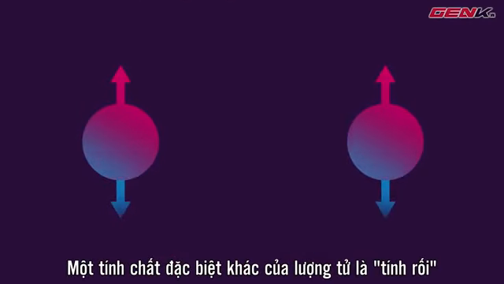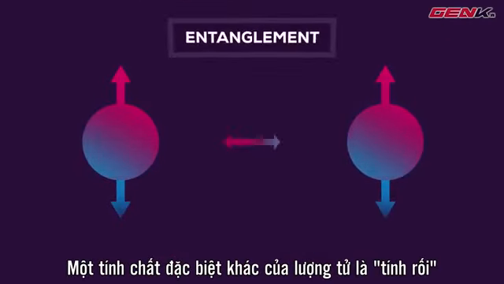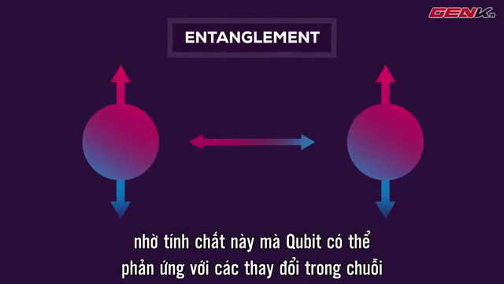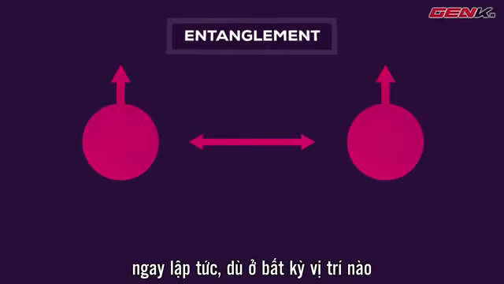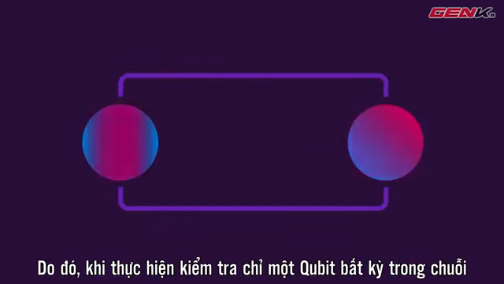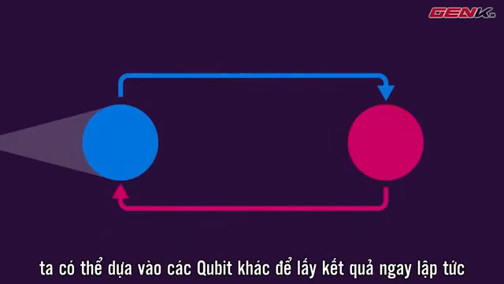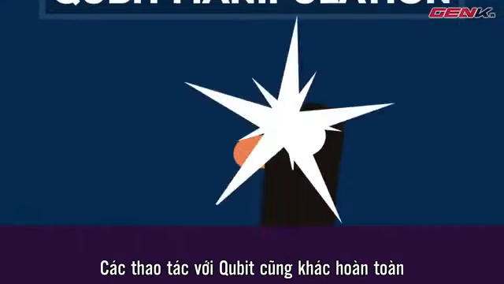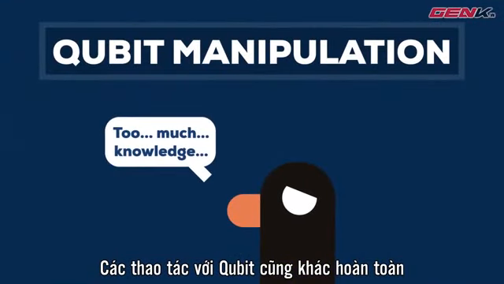A really weird and unintuitive property qubits can have is entanglement, a close connection that makes each of the qubits react to a change in the other's state instantaneously, no matter how far they are apart. This means that when measuring just one entangled qubit, you can directly deduce properties of its partners without having to look. Qubit manipulation is a mind-bender as well.